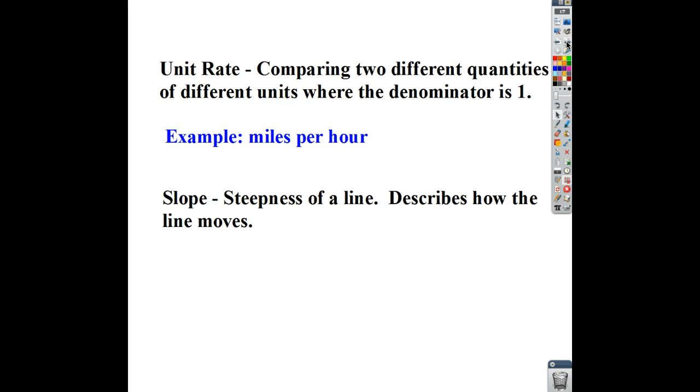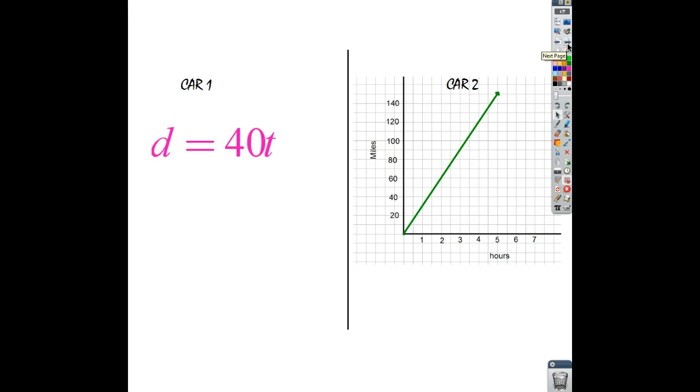And don't worry about this idea of slope, okay? For right now, as far as really fully understanding it, we're going to dive into that a little bit more after break here, okay? So I just want you to have a general idea of what this is, and hopefully you can identify it on a graph. Okay, so here's what we got, okay?